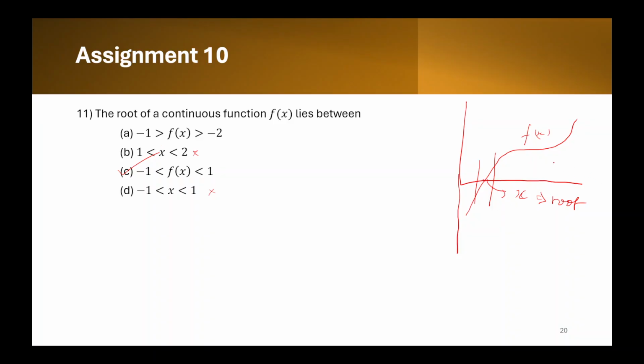So f(x) will be, suppose this is minus 1 and this is 1. So it is changing sign.